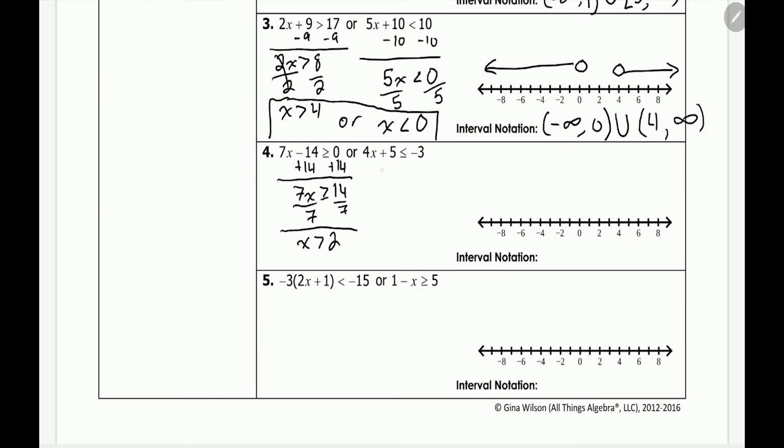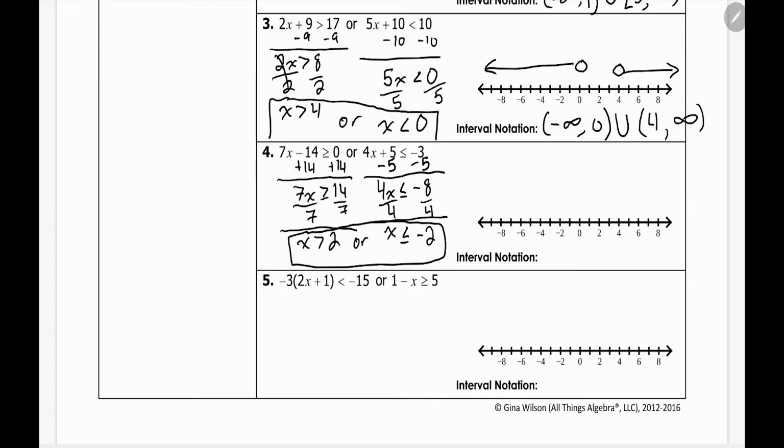Now for the second one. Subtract 5 from both sides. We have 4x is less than or equal to negative 3 minus 5, which is negative 8. We divide by 4. We're left with x is less than or equal to negative 2. All right. These are the two statements that we have to graph now.